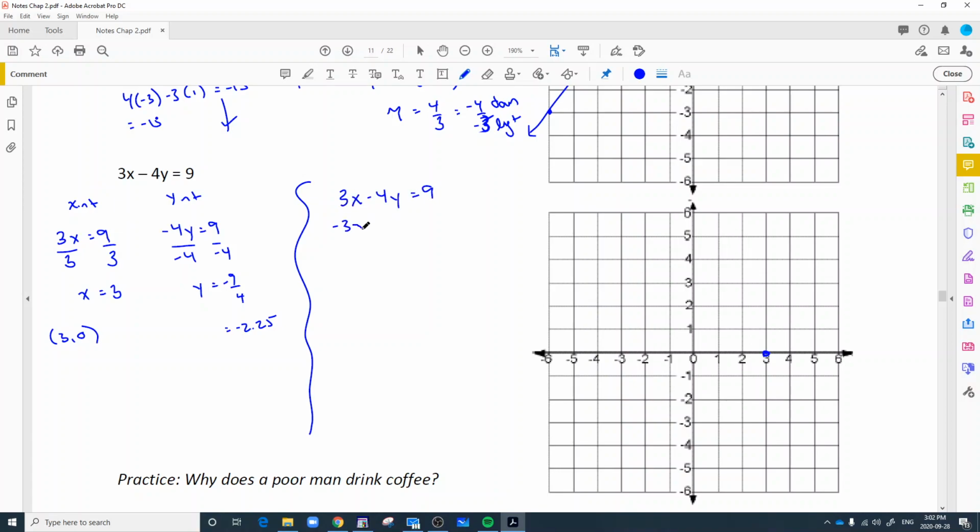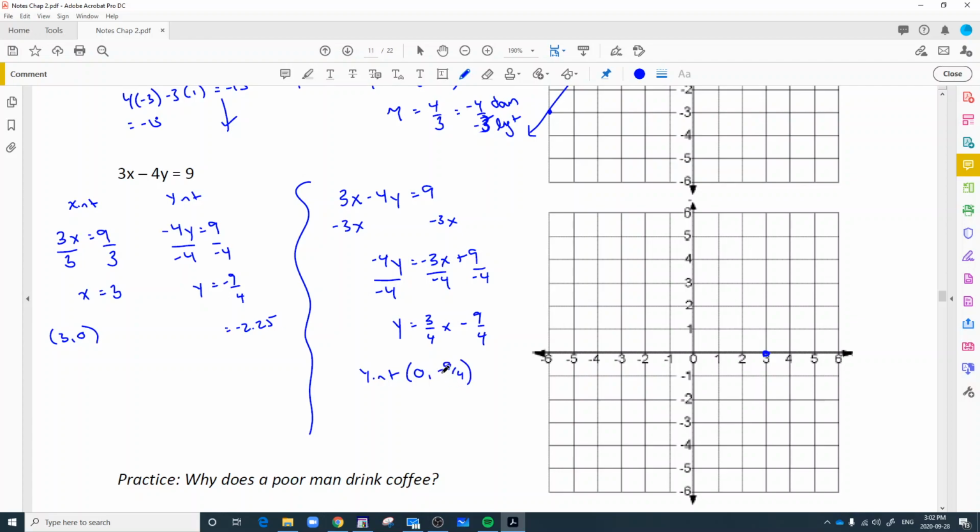I'm going to subtract 3x, subtract 3x. I get -4y equals -3x plus 9. Divide by -4. And I get y equals 3/4 x minus 9/4. I get the same y-intercept. The y-intercept is (0, -9/4).